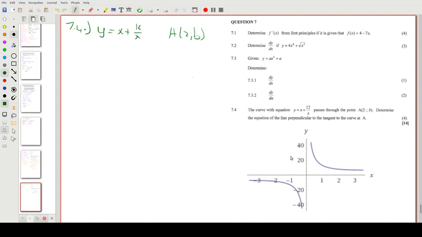Right, so I just went and did a graph of this function because we don't really need to know what this looks like. That's not a type of function or a graph that we've studied. On the small scale, it looks like a normal hyperbola.